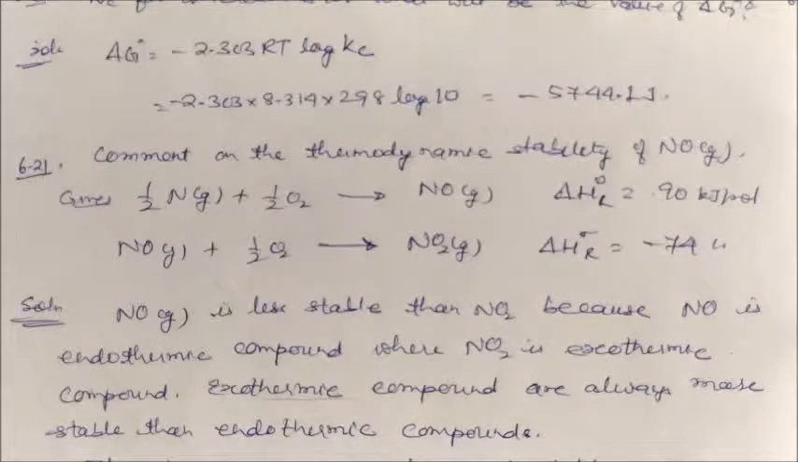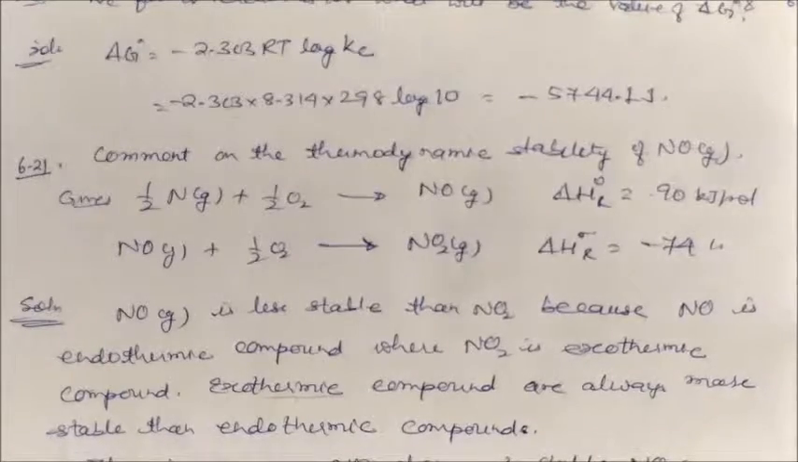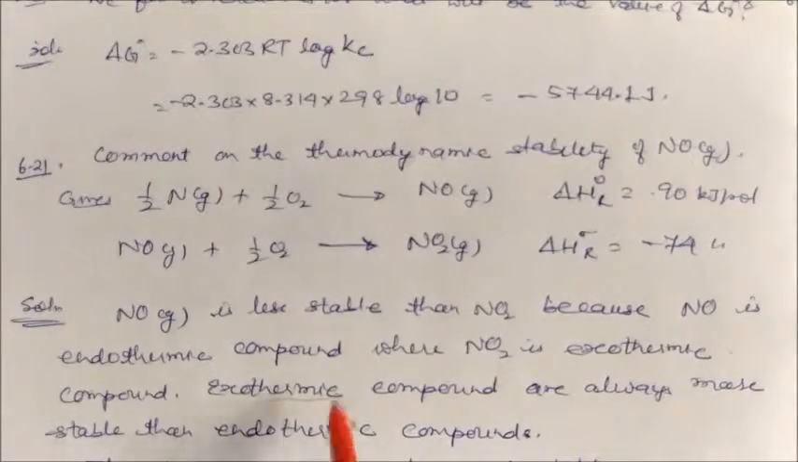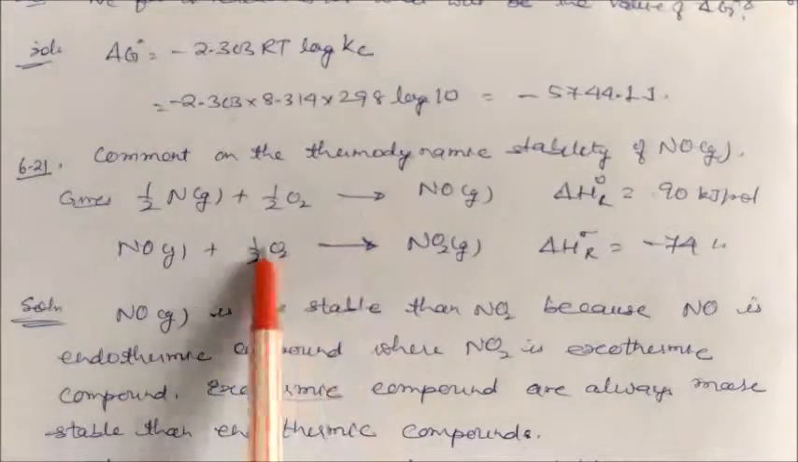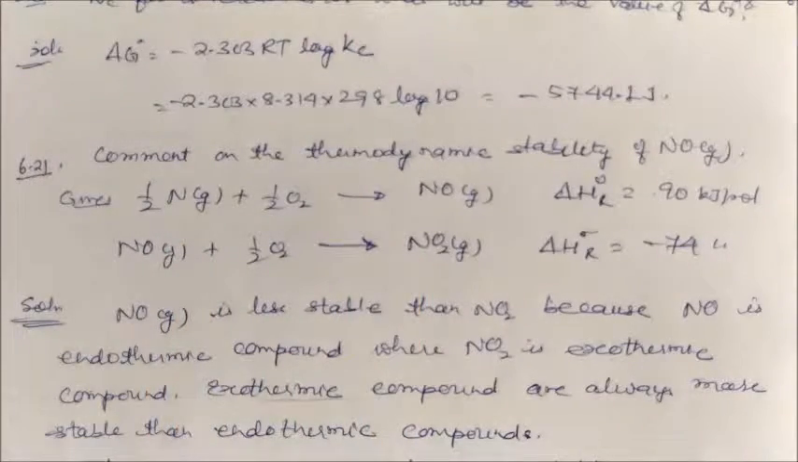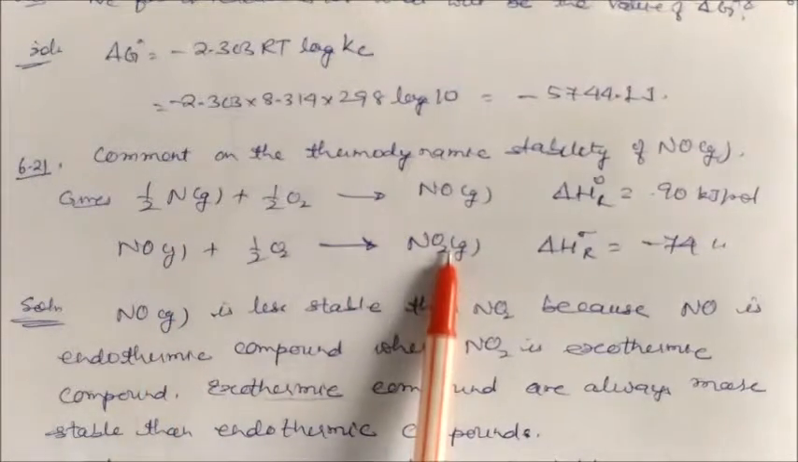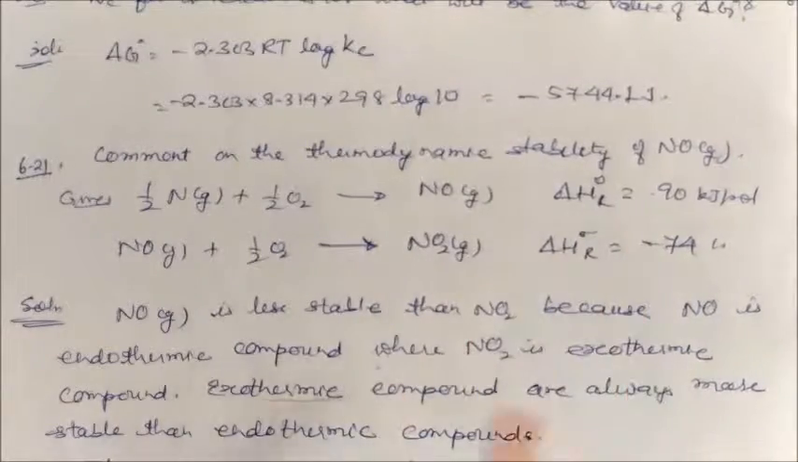So thus in step 2, NO2 is stable. So NO2 is the more stable compound than NO, because an exothermic compound is more stable.